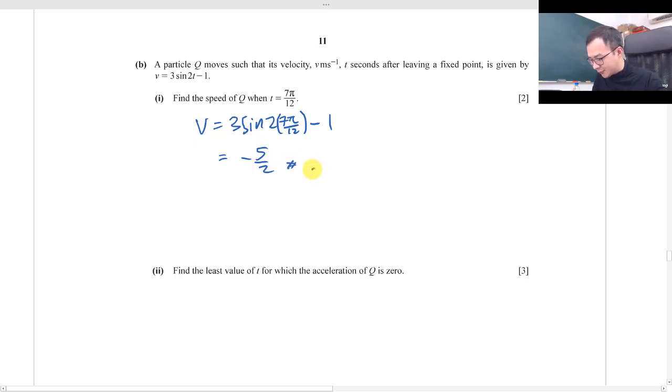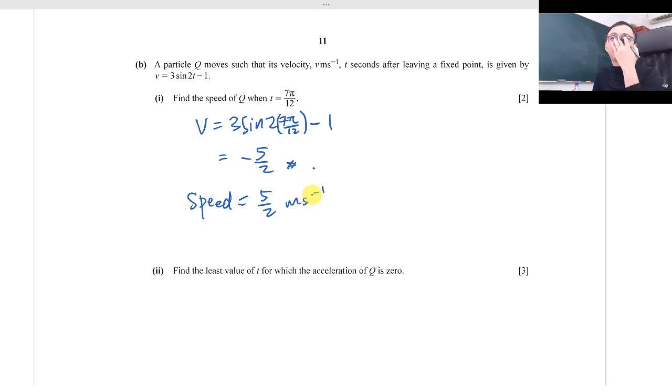Alright, the question asked about speed, so we cannot have negative. Speed must always be the modulus, so it's 5 over 2 meter per second. Velocity can be negative because it has direction, but speed must always be positive.